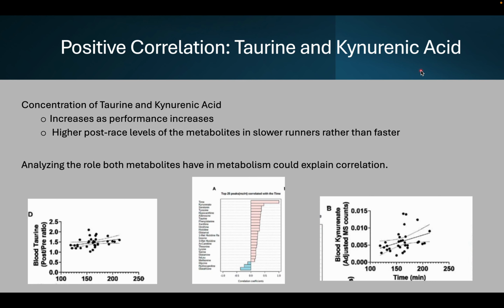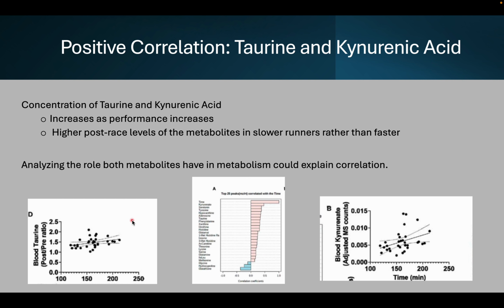Moving on, we get to the positive correlation of metabolites in regards to performance. What positive correlation means is that as performance increases, or as the time it takes to run increases, you have an increased post-race concentration of these metabolites. Like I said, what we want to focus on is taurine and kynurenic acid, because both of these increase in concentration as time increases, as you can see right here.